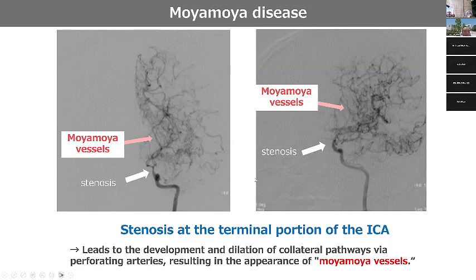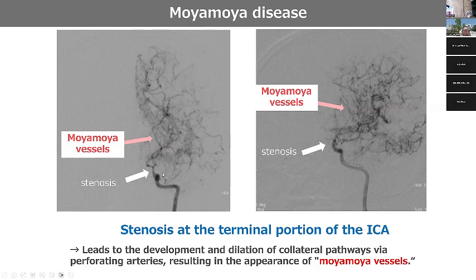And this is another very rare disease I can show you. There is a stenosis of the ICA. This is a frontal view of the internal carotid artery. There is stenosis here. In the lateral view, there's stenosis here. And you can see these characteristic vessels like this. These are the perforating arteries. This disease is called moyamoya disease, and in East Asia there are so many patients.